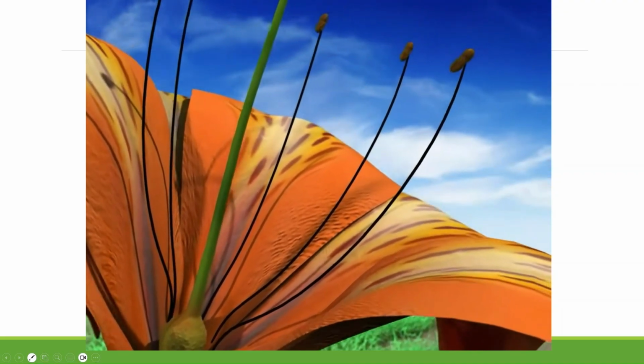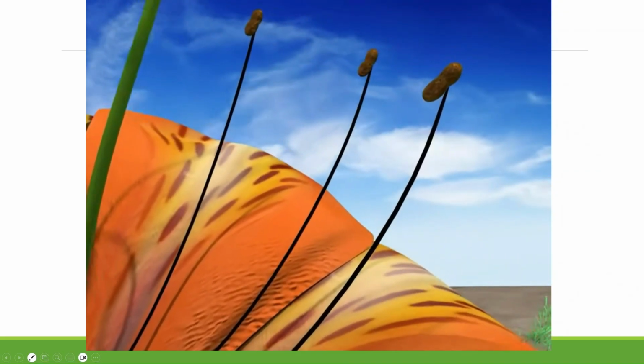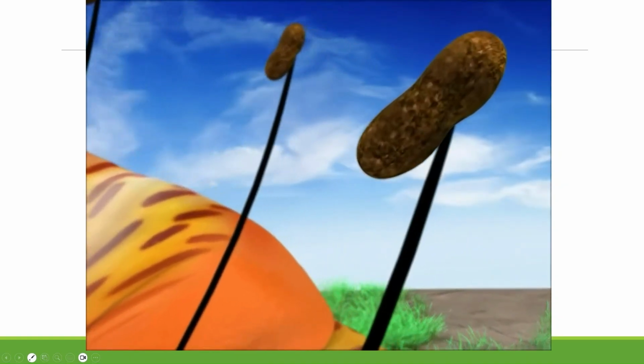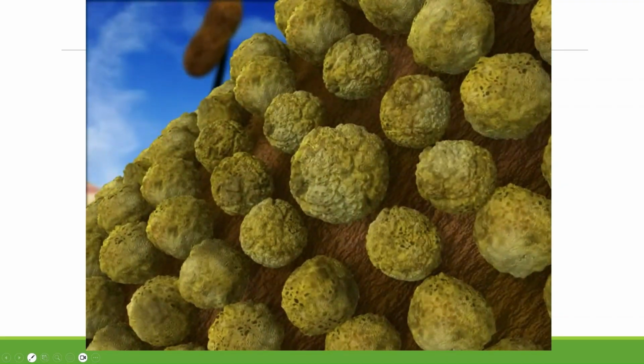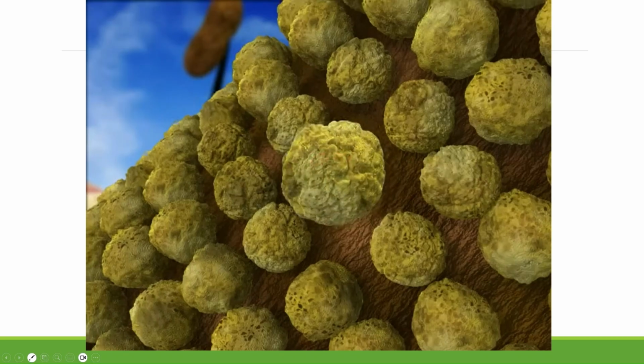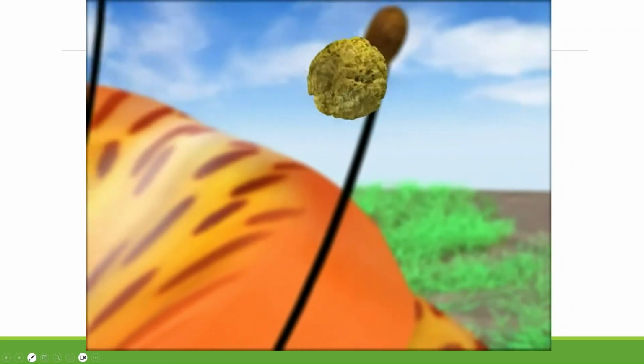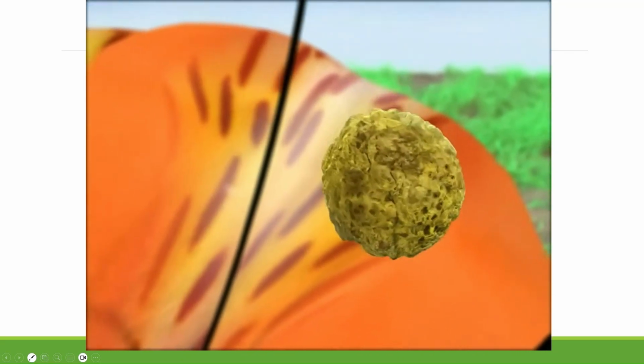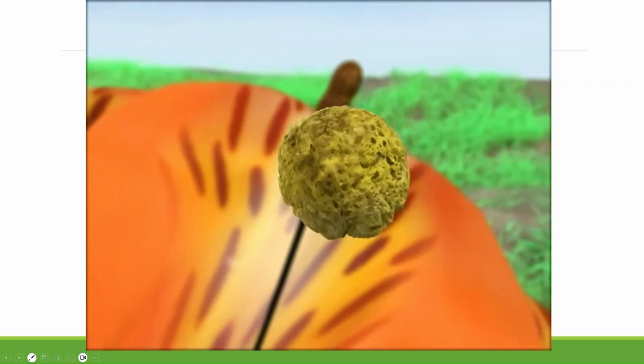Here we go. It's going to zoom in now to the anther and highlight a pollen grain. The pollen grain contains 2 cells: one cell called the tube cell, and then a sperm cell, also called the generative cell. Here it lands at the stigma of the gynoecium.